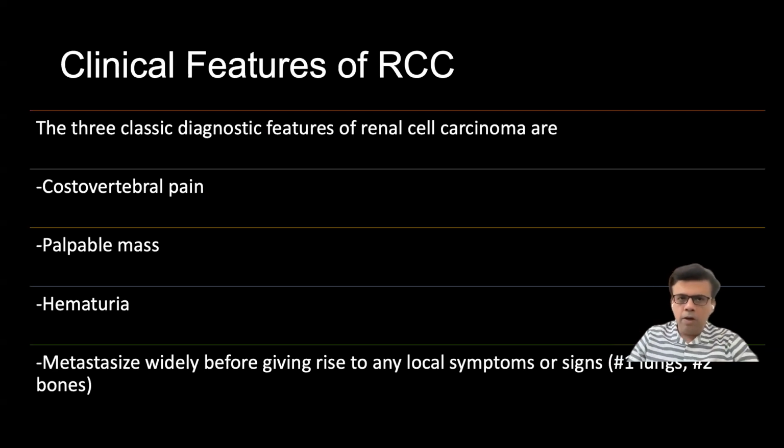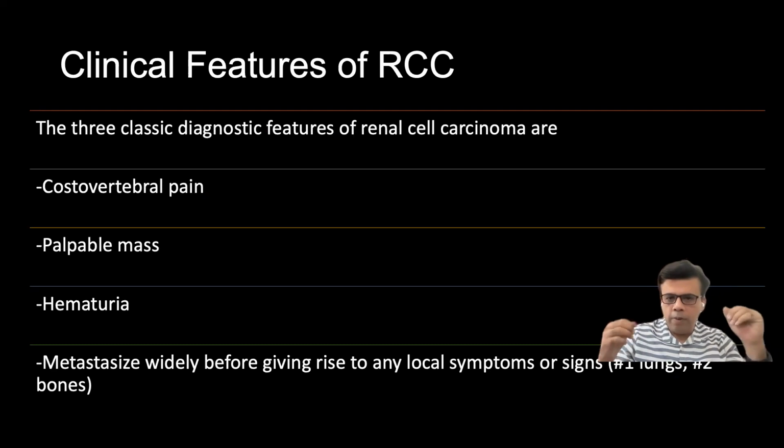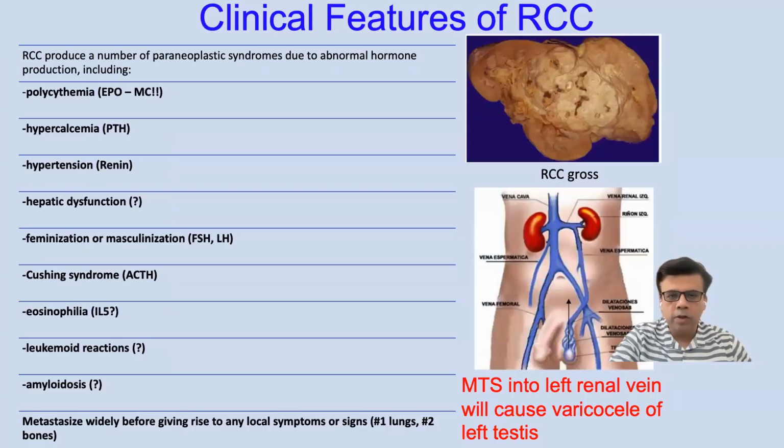The clinical features of RCC are costovertebral pain, palpable mass, and hematuria. Costovertebral pain and hematuria are the two important features. A palpable mass also may be seen in many of the cases. Metastasis to different areas, lungs and bones, is also seen. That is also a common feature.